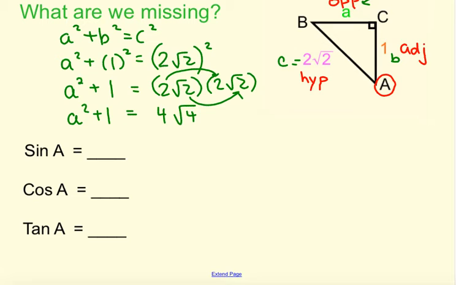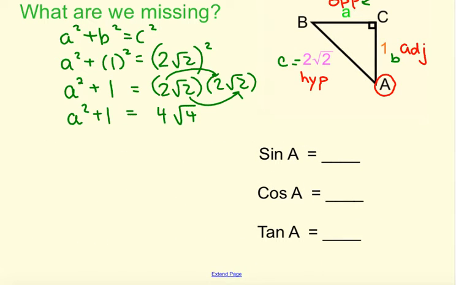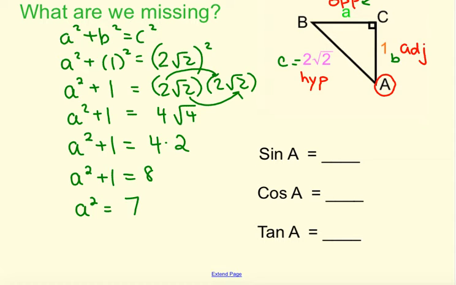Move this out of the way to continue. So the square root of 4 is going to be 2. Now you multiply 4 times 2 is 8. Now we're trying to solve for A, so we're going to undo the 1 by subtracting it. So 8 minus 1 is 7. And then we're going to square root both sides. Now we do not need to worry about the negative length in a right triangle. So I'm going to go ahead and put up here that this is the square root of 7 exactly.